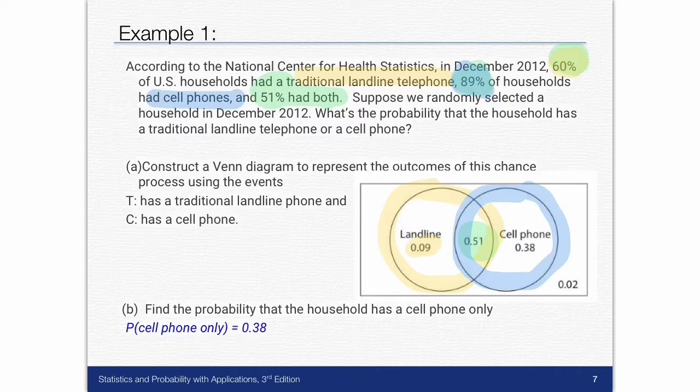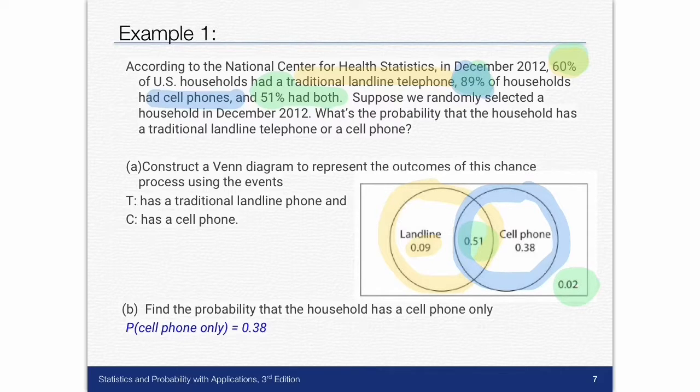Now, I always make sure that all of these add up to 1 because all your probabilities have to add up to 1. So I take 0.09 plus 0.51 plus 0.38. That doesn't quite add up to 1. It adds up to 0.98. So that means 0.02 is left. So I've got to include that 0.02 in my sample space out here, where that means they don't have a landline, nor do they have a cell phone. Okay? So then I've completed my Venn diagram.